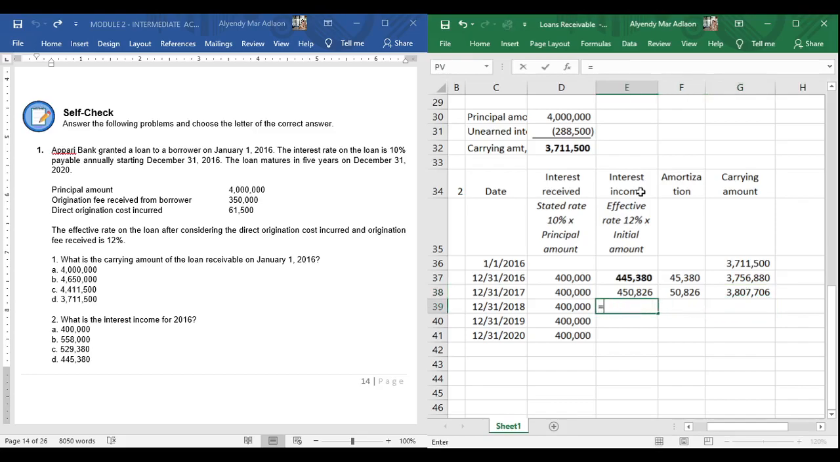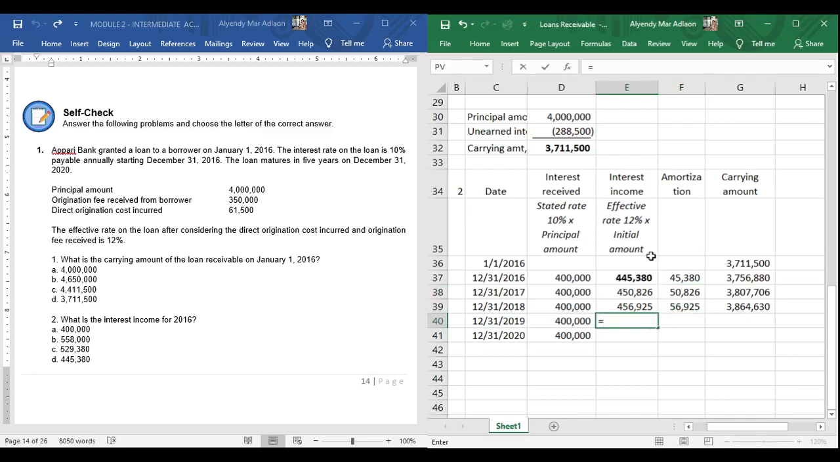Next, 2018, the third year, 3,807,706 times 12%. So you have there 456,925. So the amortization is 56,925. So that is 3,807,706 plus 56,925, that is 3,864,430. Okay, as the years go by, the amortization grows bigger. Because the carrying amount grows bigger, the interest income grows bigger. That's why their difference grows bigger.